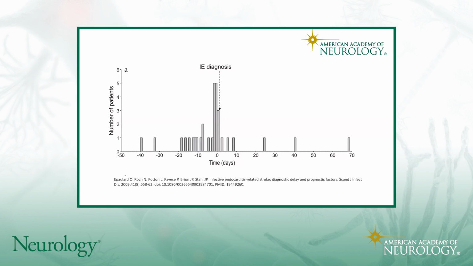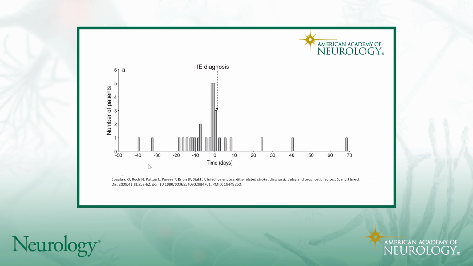And here they found that of the total 34 patients, 26 presented initially with stroke before being diagnosed with infective endocarditis. They found that there was often a significant delay between diagnosis of stroke and diagnosis of infective endocarditis, with a mean delay of about 8 days. And not surprisingly, this delay in diagnosing infective endocarditis was longer in patients who had negative blood cultures.